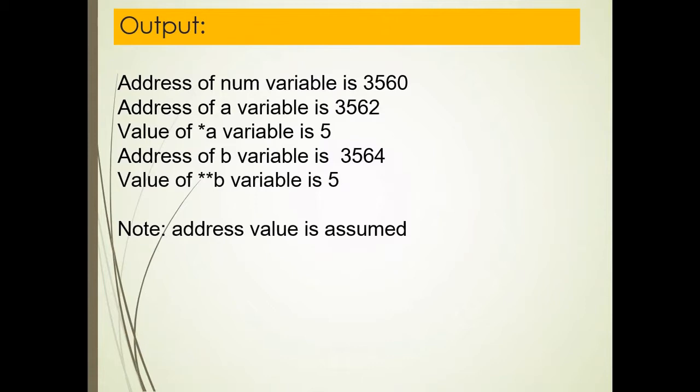So you just see here the output. The address of the num variable is 3560, the address of the a variable is 3562 as I showed you in the diagram, and the value of asterisk a will be 5, the address of b will be whatever address b has. These address values are just assumed values. The real values you will find when you execute the program in reality. And the value of double asterisk b is 5.